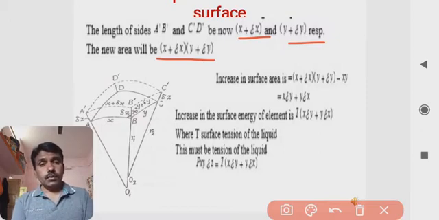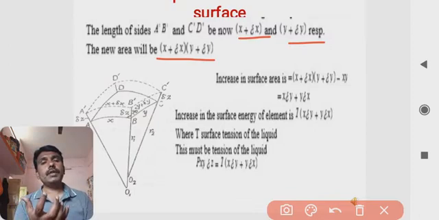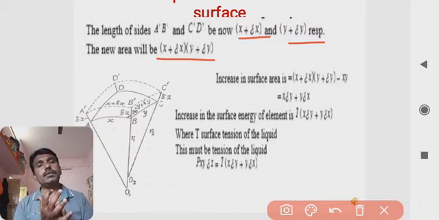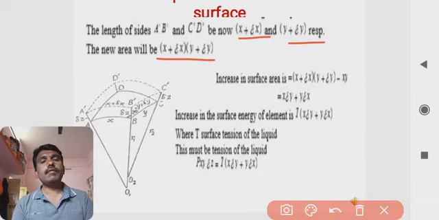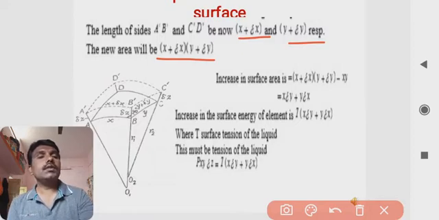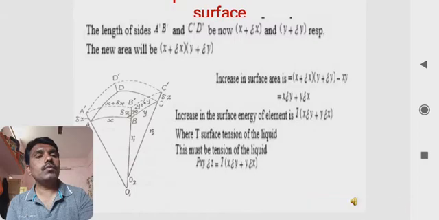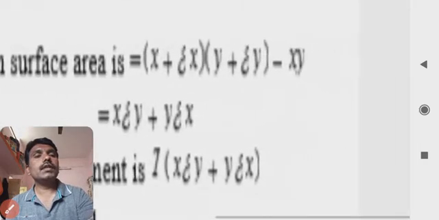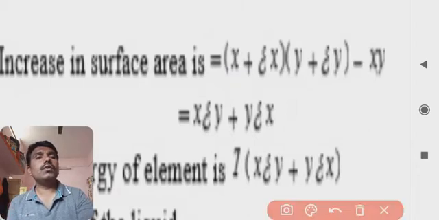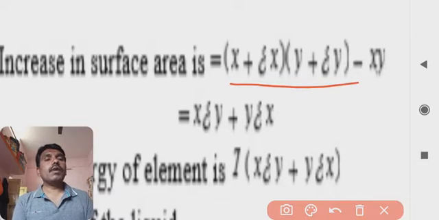So x plus del x into y plus del y will be the newly formed area a dash b dash c dash d dash. Now I want to find out how much the surface area has increased. To calculate the increase, I take the newly formed area minus the original area. The previous area of ABCD was xy, and the new area is x plus del x into y plus del y. So the increase is x plus del x into y plus del y minus xy.